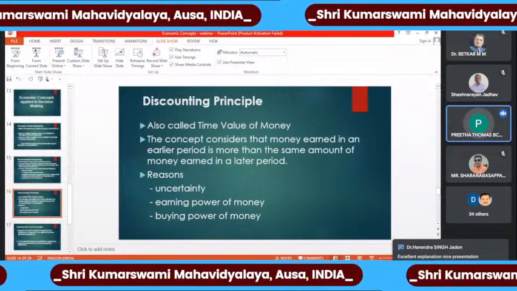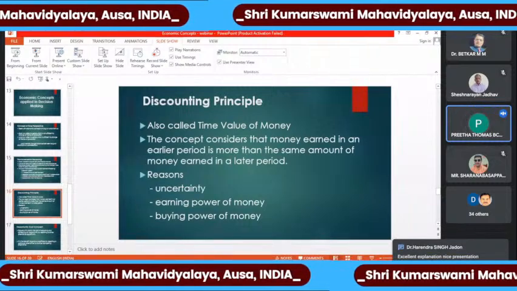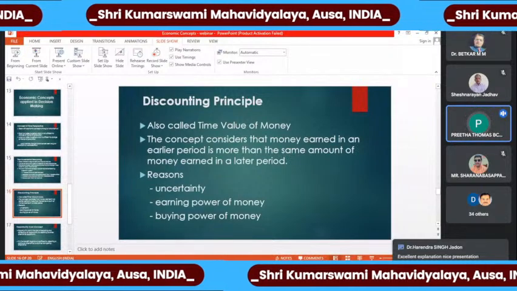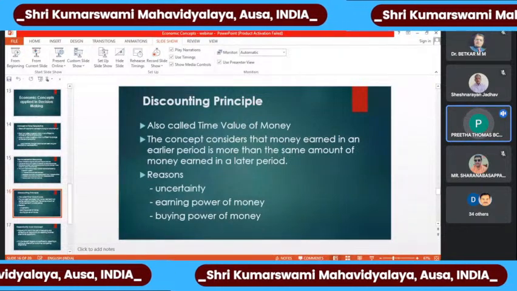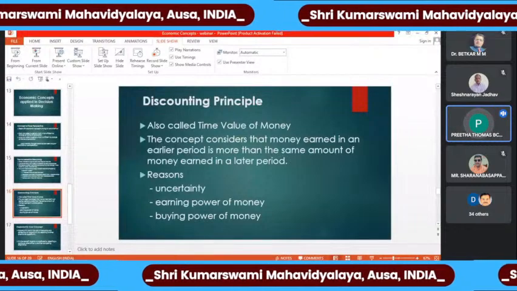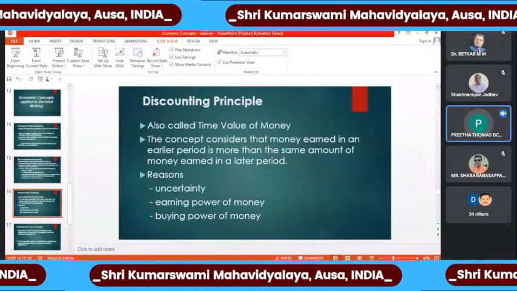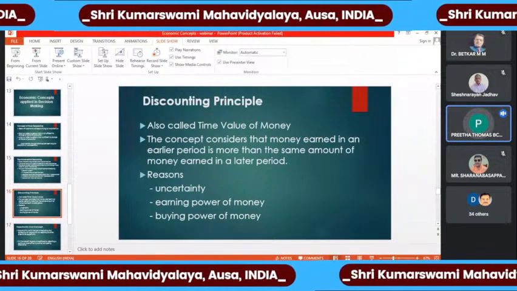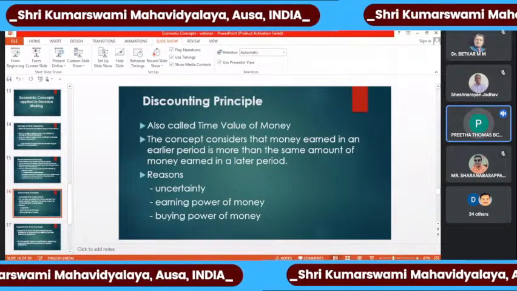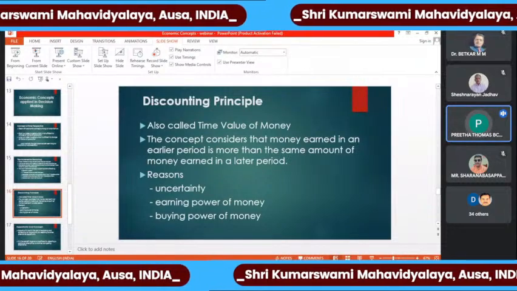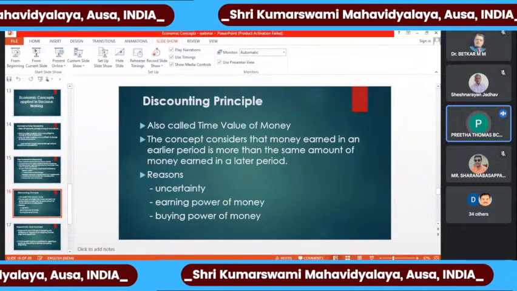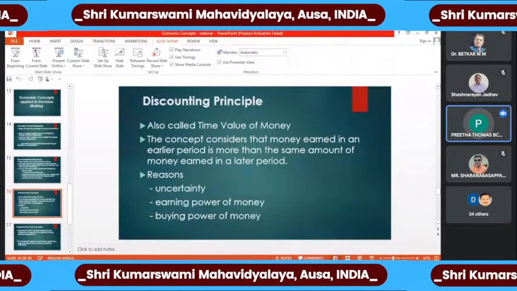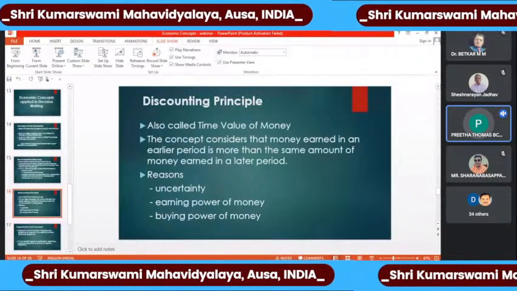After 10 years, I'm going to get 2 lakhs. Right? How should we consider? We have to consider whether it is worthwhile or not by considering time value of money. We have to discount that money and then compare it with the money we are investing today, right? Because today's money and 10 years later, the value of money is not the same. The value of money is changing with time. It is decreasing with time. That is why it is known as discounting principle, or it is known as time value of money.